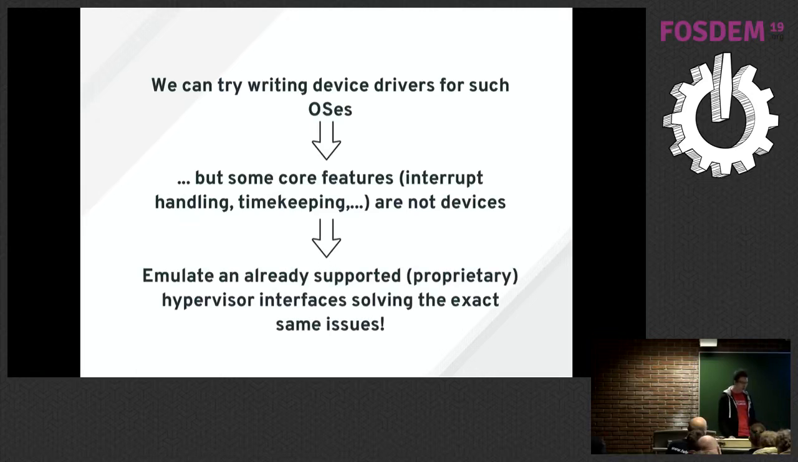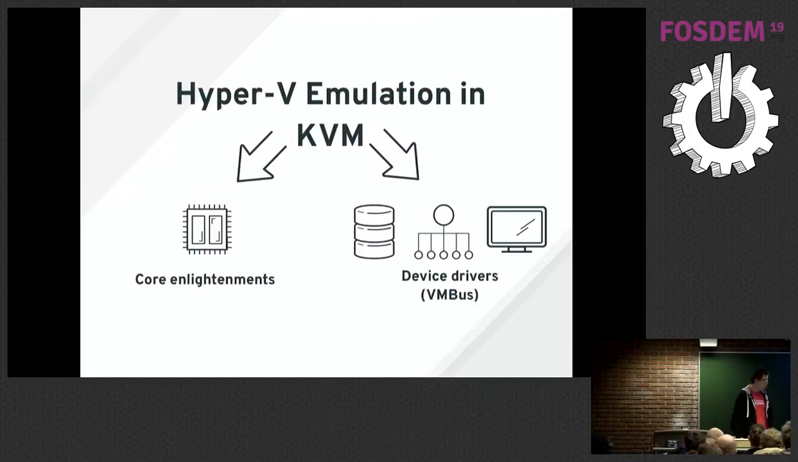Well, we know that KVM is not the only hypervisor out there. There are other proprietary hypervisors, and the thing is that these hypervisors have to solve the exact same issues because, well, for them, these hardware interfaces are also slow, and they also have to come up with their own interface. So in the Windows world, this hypervisor is called Hyper-V. And we do emulate Hyper-V in both KVM and QEMU.